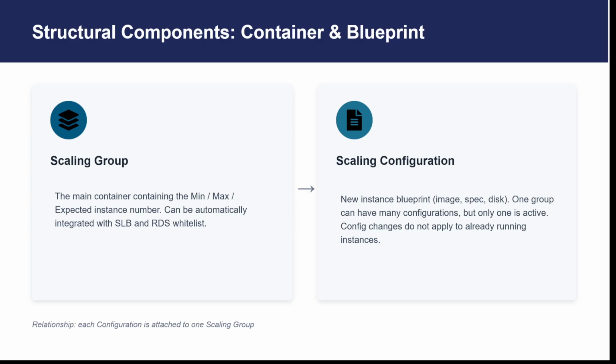The second is scaling configuration. This one is the blueprint for a new instance: the image, the spec, the disk. One group can have multiple configurations, but only one is active at a time. And here's the part that often gets missed. When you change the configuration, it doesn't affect the instances that are already running. The effect will only hit the new ones, not the instances that are already running.